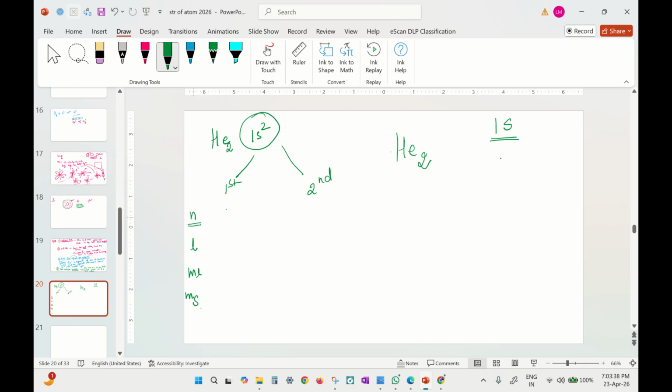Helium's atomic number is 2. There are only 2 electrons. So will you go straight away and give to 2s? What does this notation indicate? This is principal quantum number. The 1 is principal quantum number.